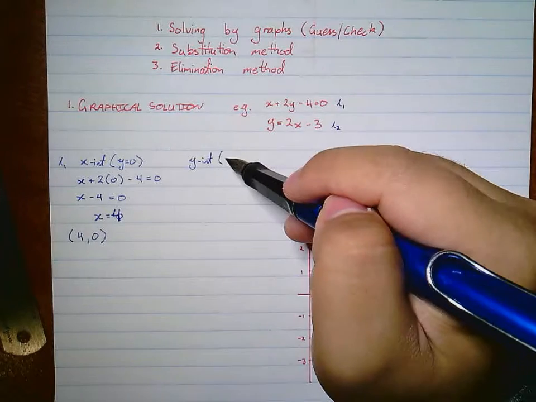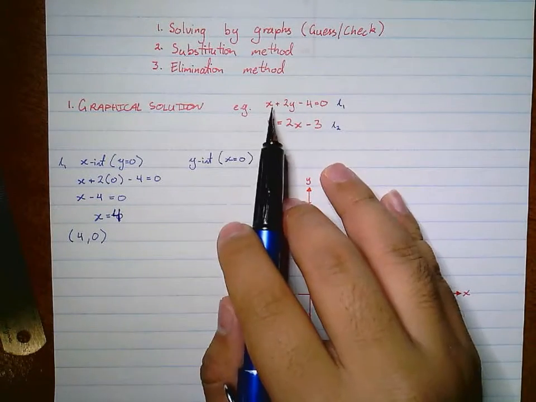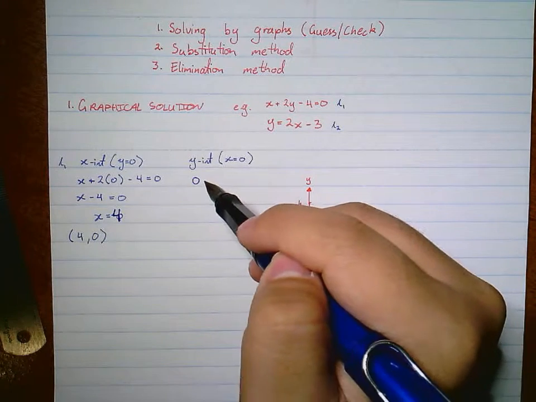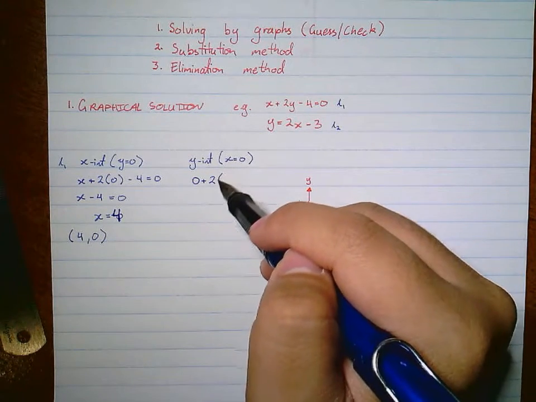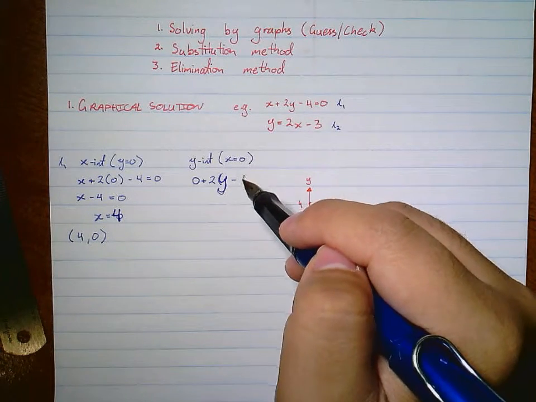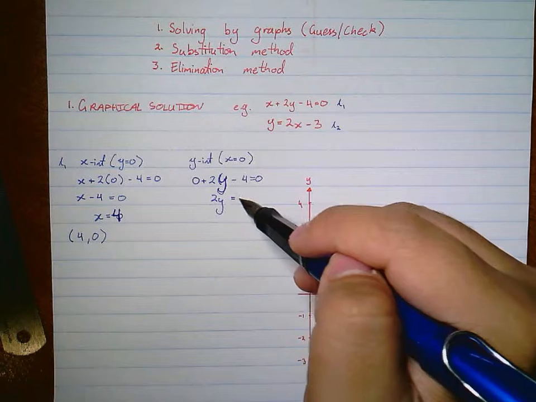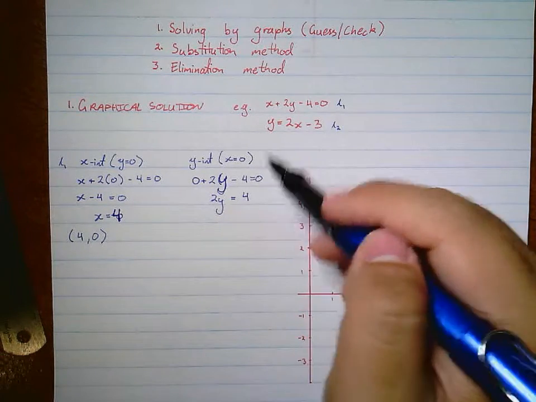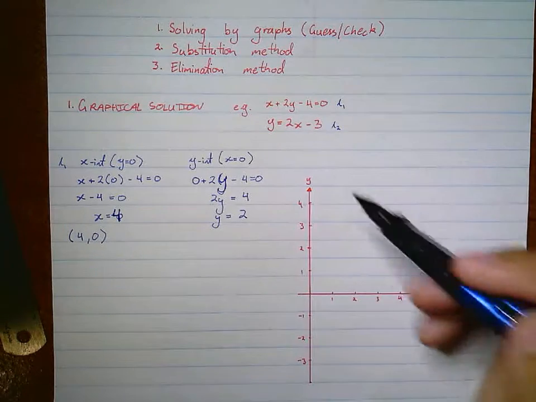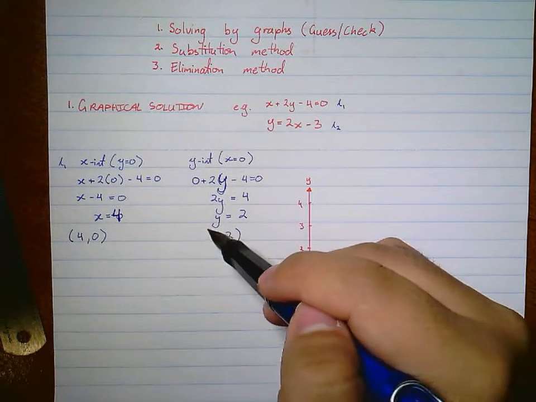And we know that at the y-intercept, x is equal to 0. So once again, we're going to substitute 0 for x. So we get 0 plus 2y, which hasn't changed, minus 4 is equal to 0. Solving for y, we get 2y equals positive 4, moving the 4 over. Dividing both sides by 2 leaves us with y is equal to 2, which means we now have the coordinates 0, 2.